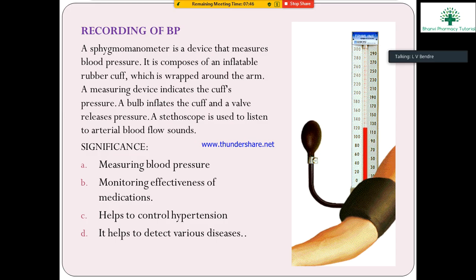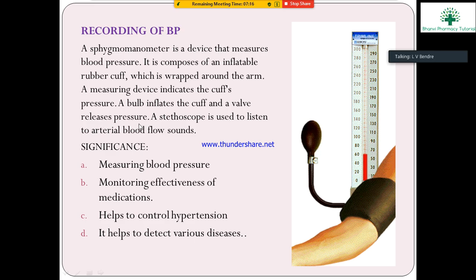It is composed of an inflatable rubber cuff. This is the rubber cuff, which is wrapped around the arm. A measuring device indicates the cuff's pressure. The bulb inflates the cuff to generate the cuff pressure, and the valve releases the pressure.